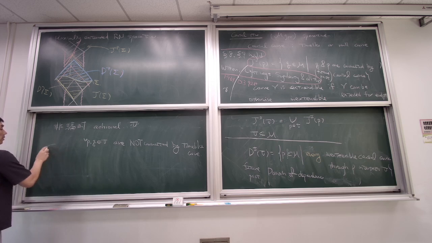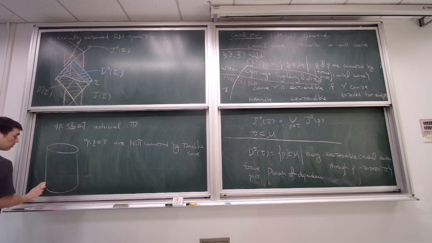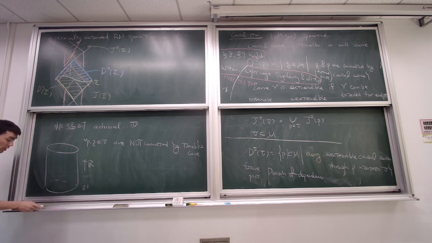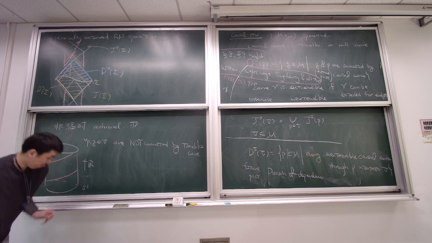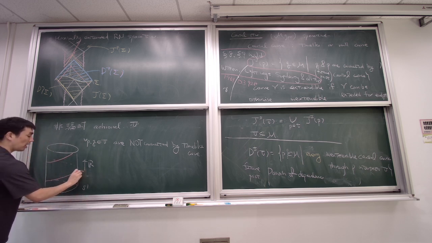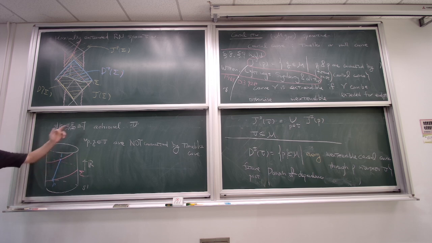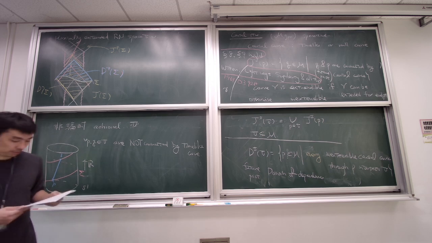And a counterexample from last time. If you consider S1 cross R, and consider sigma something like this way, I call this hypersurface sigma, then P and Q are connected by a timelike curve. So therefore, this is not achronal.